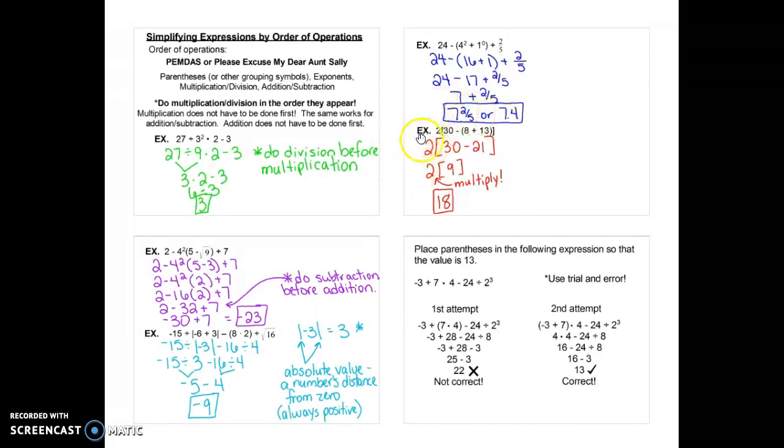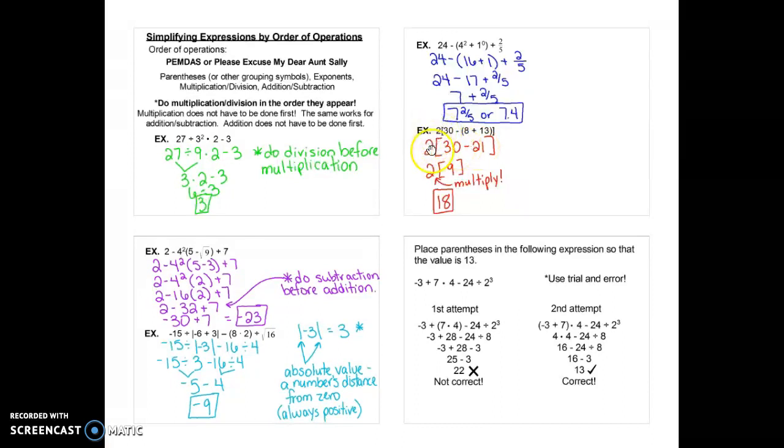Now example number 3, we've got a lot of grouping symbols happening here. So we have 2 with a bracket, and then times 30 minus, and then we have a set of parentheses inside of here with 8 plus 13 in it. When you have multiple grouping symbols like this, you want to start on the inside and work your way out. So I'm going to start with this 8 plus 13 because it's the furthest on the inside of my grouping symbols. So 8 plus 13 is going to give us 21.